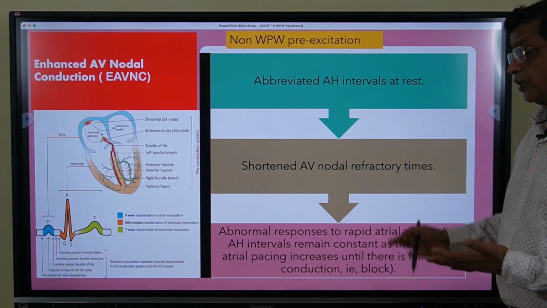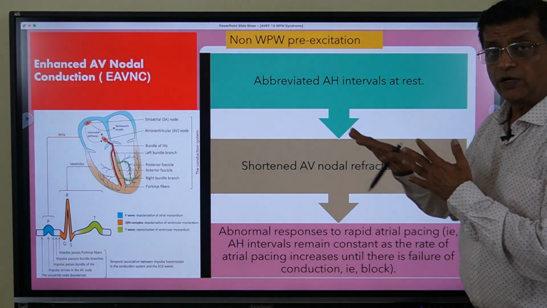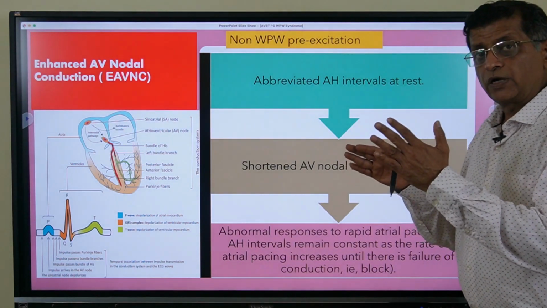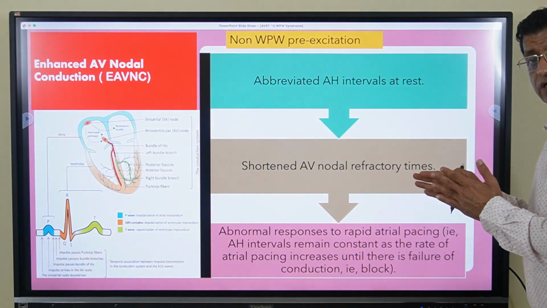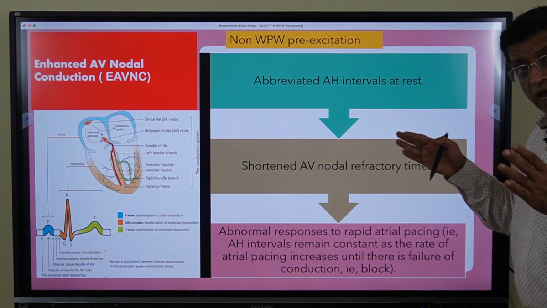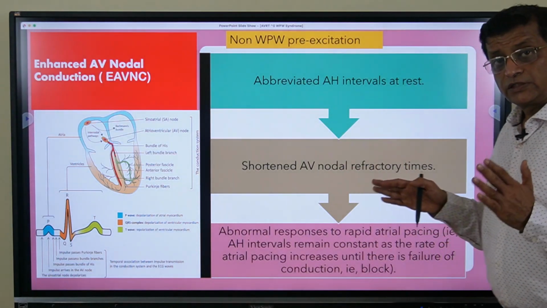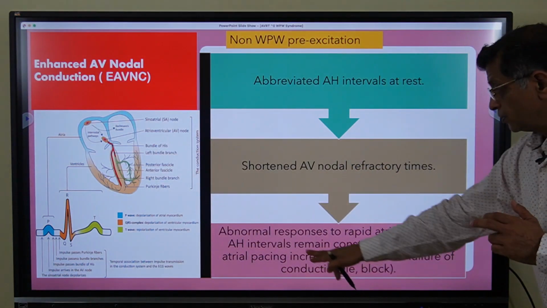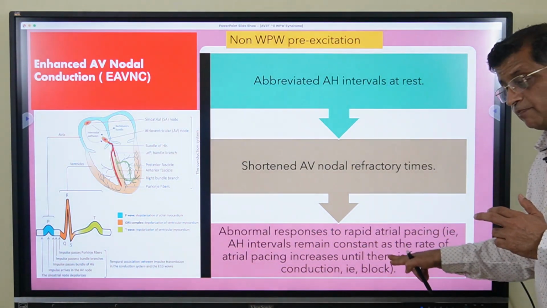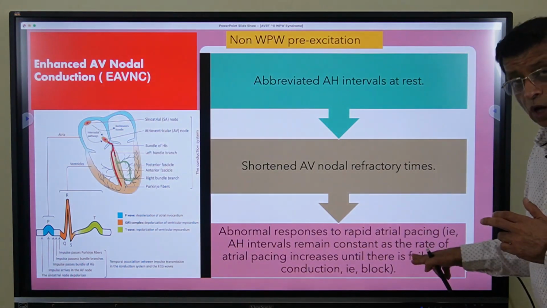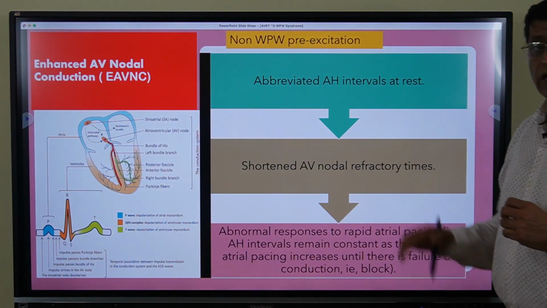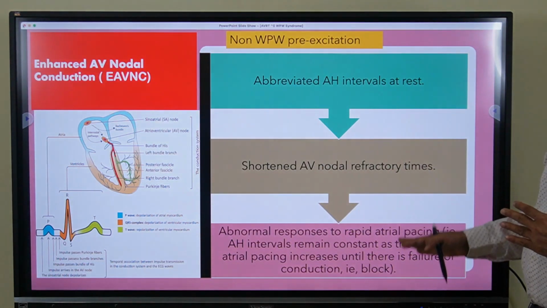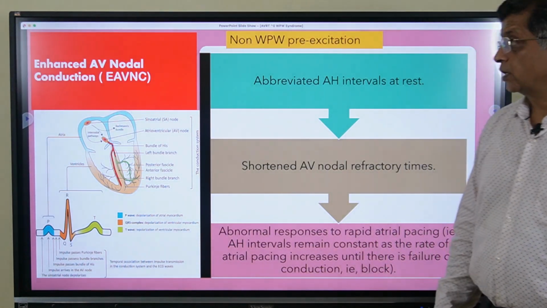In electrophysiology, when you pace the atria and you increase the atrial rate, normally the atrio-Hisian time, the time taken by the impulse from atria to the bundle of His, goes on increasing. But this does not happen in EAVNC. The AH intervals will remain constant till the time there is a block, that is a failure of conduction, where after a P wave there is no QRS complex. So till then the AH intervals will remain the same, and that will confirm this is enhanced AV nodal conduction.